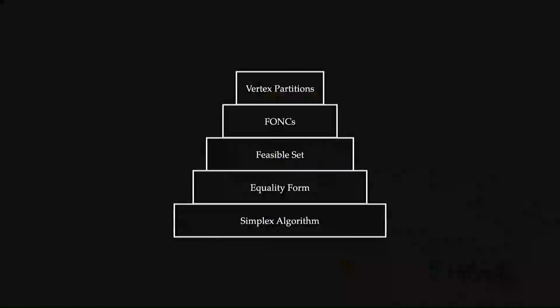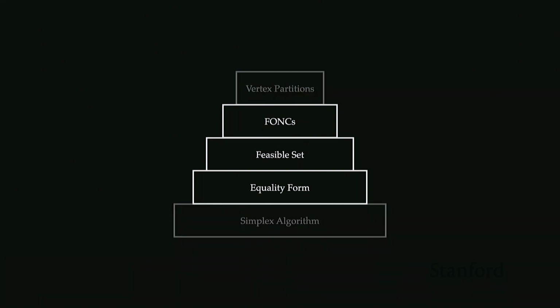Okay, so to build up to the simplex algorithm, these are the key concepts that we need in our toolkit to be able to construct it. What we've seen so far is feasible sets, equality form, and the first order necessary conditions. All that's really left in our toolkit is this idea of vertex partitions. So that's what we're going to go into next.